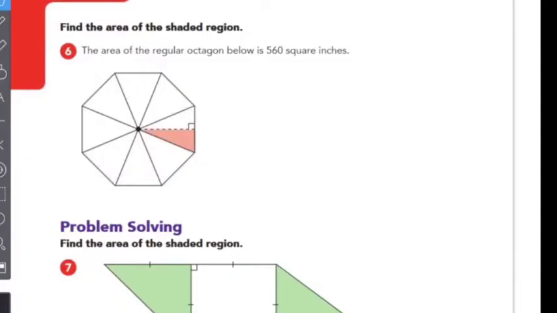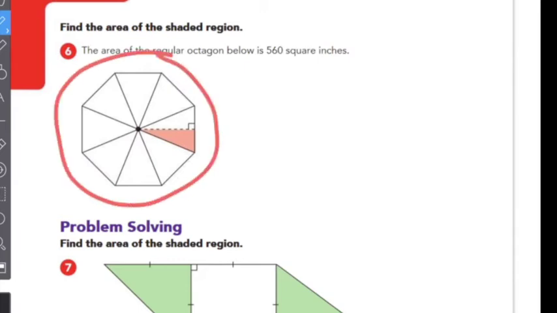Okay, number 6 is the area of the regular octagon below is 560 inches. So we need to find the area of the shaded region. So there's a couple of ways to do this. One, I know that the area of the whole octagon is 560. I know that there's 1, 2, 3, 4, 5, 6, 7, 8, because an octagon's 8-sided. So if I divide 560 by 8, that's going to give me the area for one of these triangles. But if you notice, this is really half of the triangle.